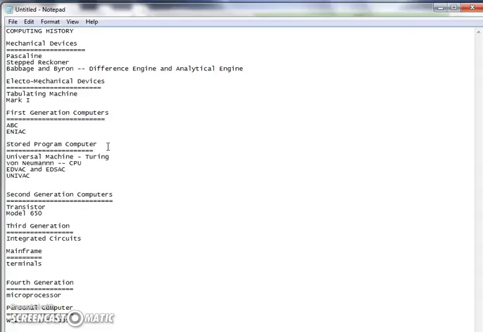So they used vacuum tubes. They were still large. They were still expensive. Only large corporations or the government could afford them, but they could do 1,000 calculations per second. And they were very useful for the intense number crunching, particularly that the federal government and large corporations were doing.